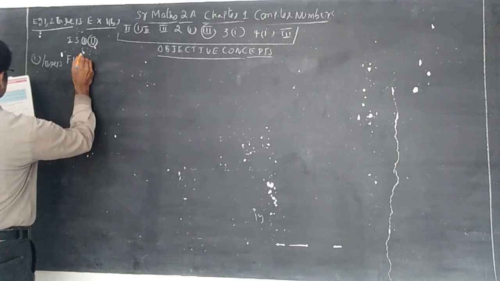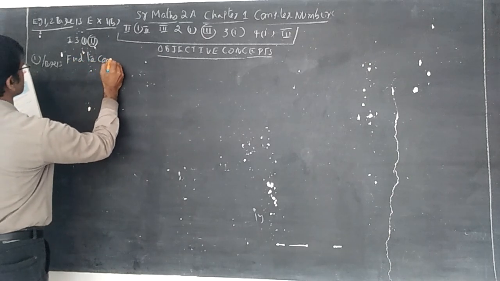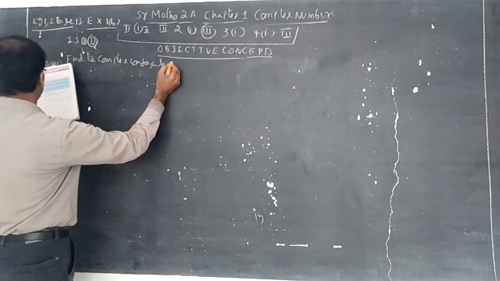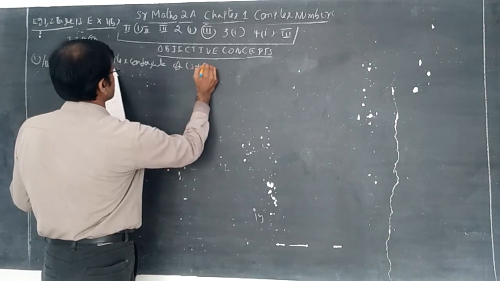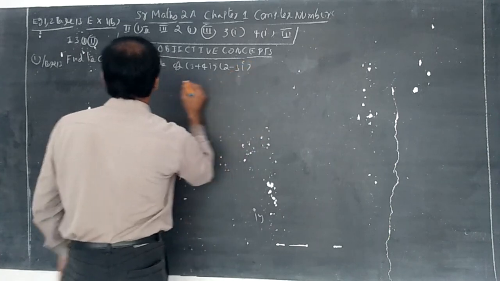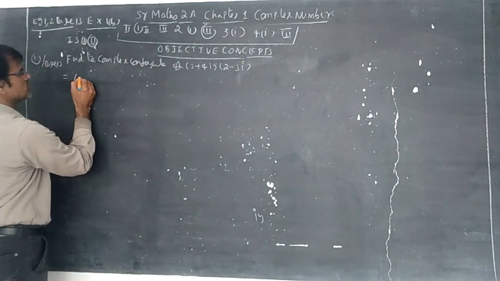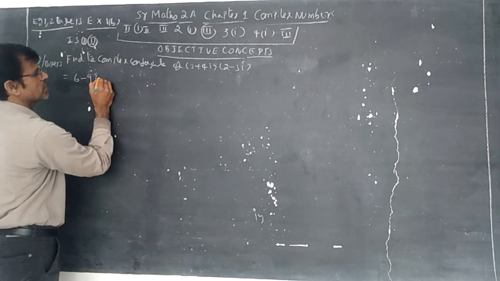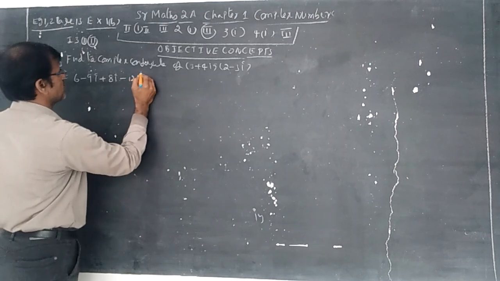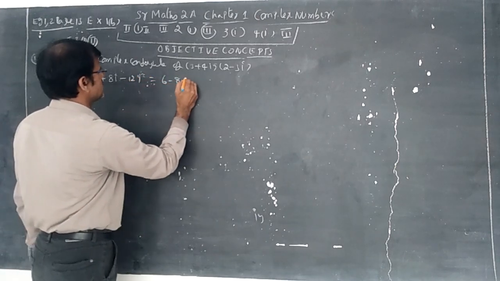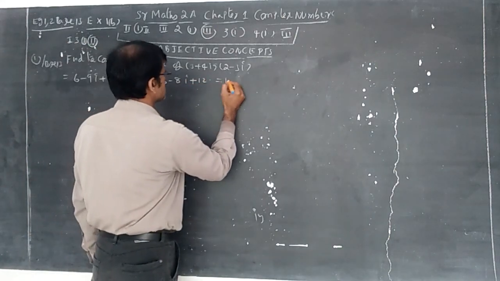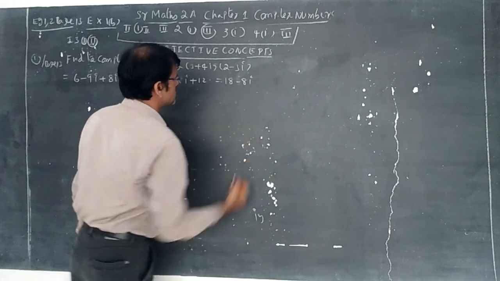Find the complex conjugate of (3 plus 4i) into (2 minus 3i). Simply multiply: 3 times 2 is 6, 3 times minus 3i is minus 9i, plus 4i times 2 is 8i, minus 4 times 3 is 12i square. So 6 minus i minus 12i square means plus 12. So 6 plus 12 is 18, 18 minus i.